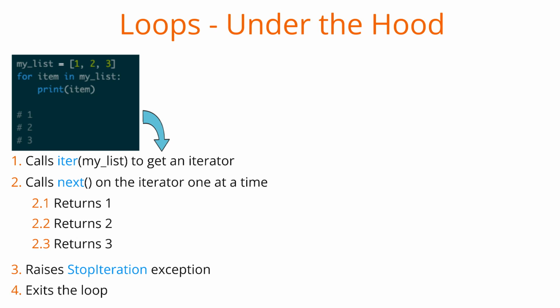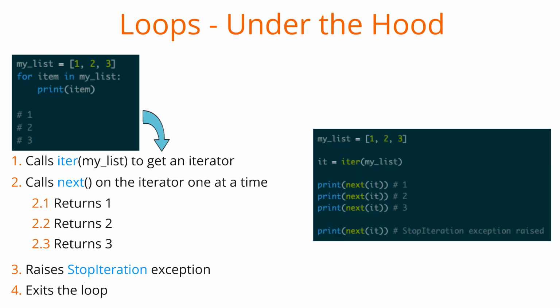We can actually do this manually to illustrate how the for loop works. First, we take my list, which is an iterable, and we call iter on it. This returns an iterator for us to use. Now we call next a few times on that iterator, printing the result each time. Eventually, when there aren't any items left, we get a StopIteration exception. Here in our case, we would need to manually handle the exception, but fortunately loops in Python handle these exceptions gracefully without us needing to worry about them.